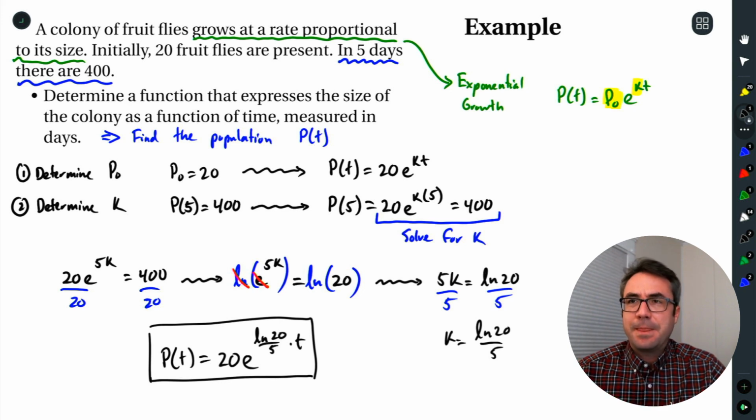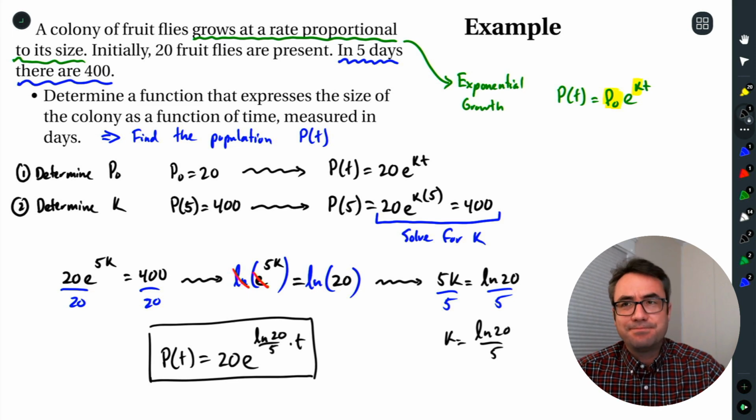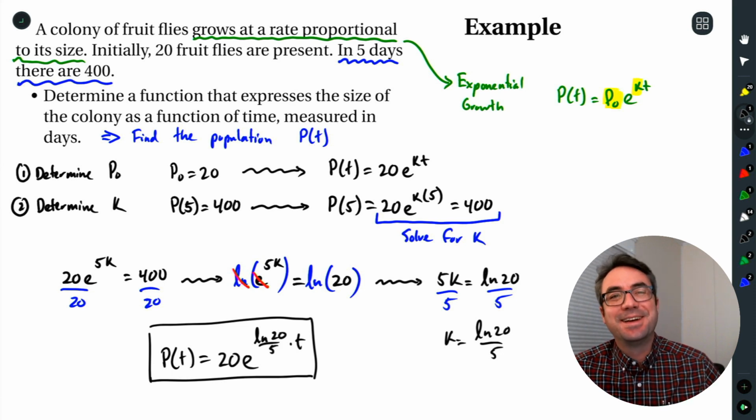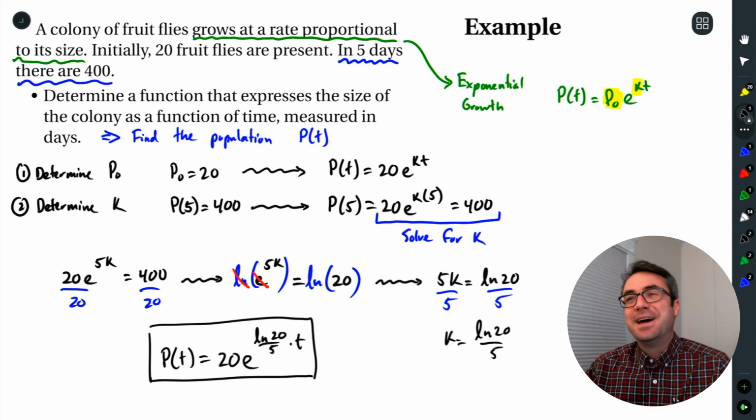All right, so we're going to try another example with, what is the next one? More bacteria? More fruit flies. We'll try another fruit fly example. We'll see you there.